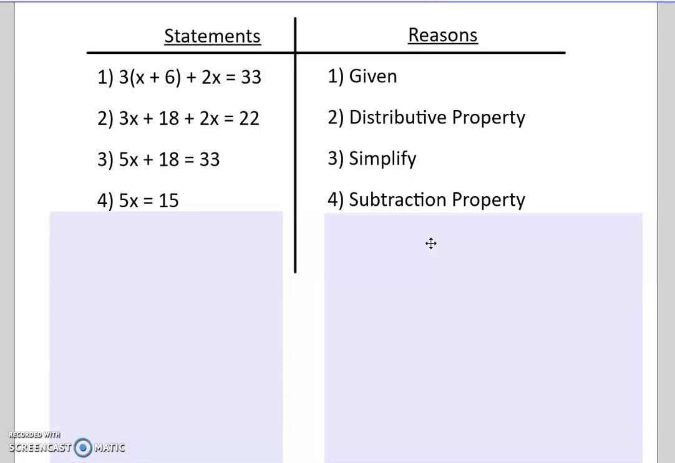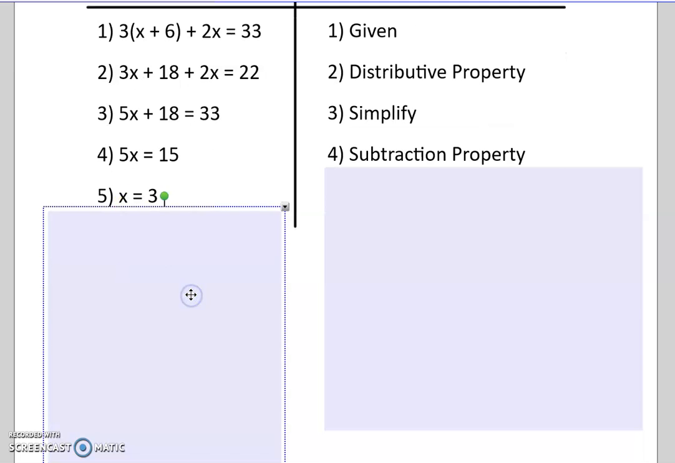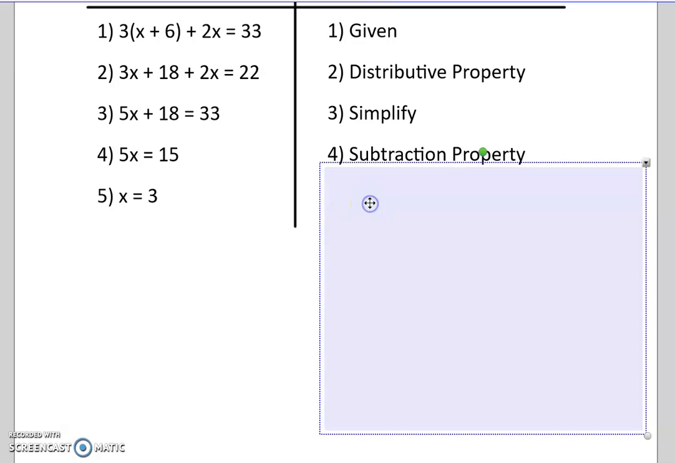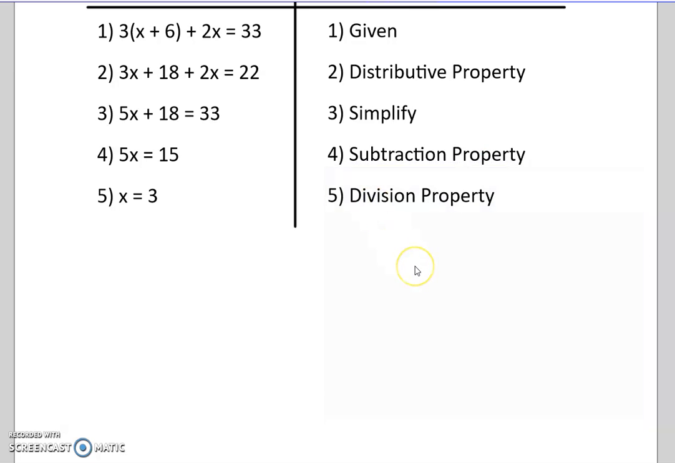What do you want to do next to get this x alone? Divide both sides by 5, right? To get your x equals 3. Guess what, guys? That's called the division property, and that's your final reason.